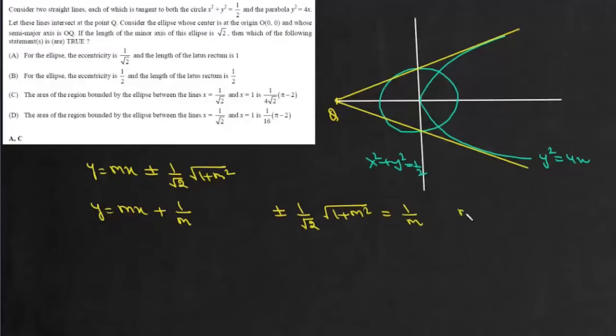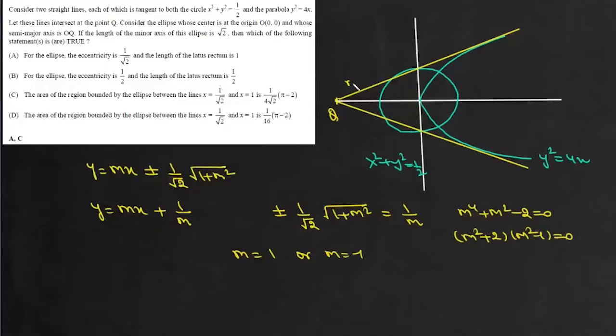When we square it, we'll get m to the power 4 plus m squared minus 2 equals 0, or (m squared plus 2)(m squared minus 1) equals 0. So the value of m is either plus 1 or minus 1.